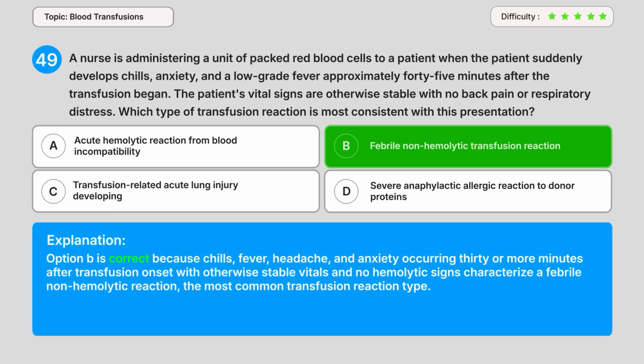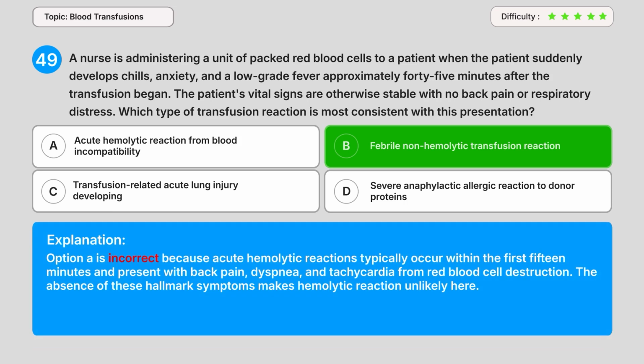Explanation. Option B is correct because chills, fever, headache and anxiety occurring 30 or more minutes after transfusion onset with otherwise stable vitals and no hemolytic signs characterize a febrile non-hemolytic reaction, the most common transfusion reaction type.